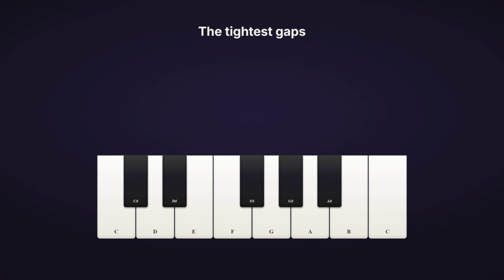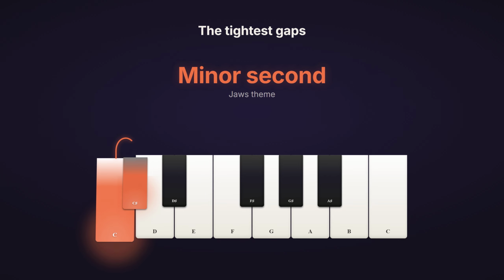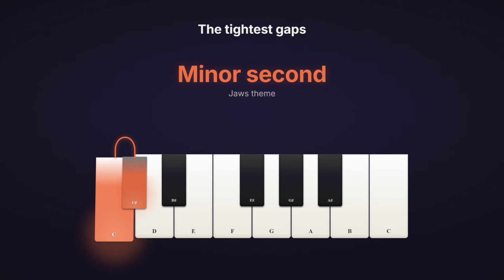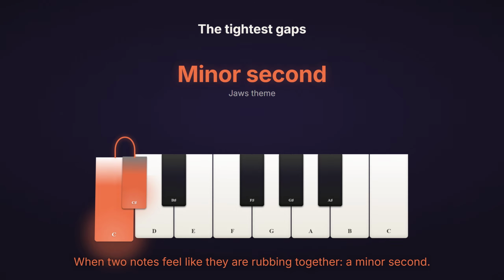Start at the bottom, with the tightest gaps, because these are the ones beginners confuse most. One semitone, the smallest move there is, the minor second. Listen to it. Two notes right next to each other, and that uneasy creeping sound is the Jaws theme, the shark coming closer. There is almost no air between the notes, and that is the clue. When two notes feel like they are rubbing together, you are hearing a minor second.